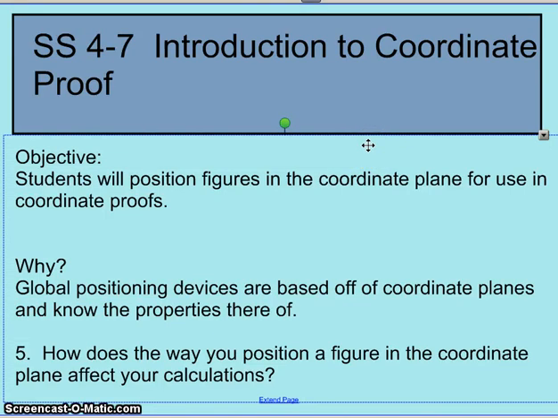This is Mr. Lane again for another fun and exciting lesson over section 4.7, which is Introduction to Coordinate Proofs. We're not going to be actually proving a whole lot. We're going to be setting up different shapes, objects, in order to prove them later. But we're going to take a look at just the initial setup today.